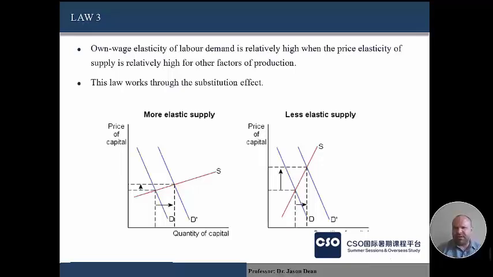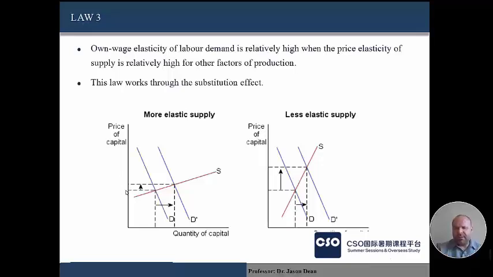And this law works through the substitution effect. Okay, so what does that mean? Let's suppose the firm buys more capital because it's substituting away from labor. Well, if the supply of capital is elastic, like in this first diagram, then if all the firms now are substituting away from labor and buying capital, the price of capital isn't going to change that much. It's going to increase only a little bit.